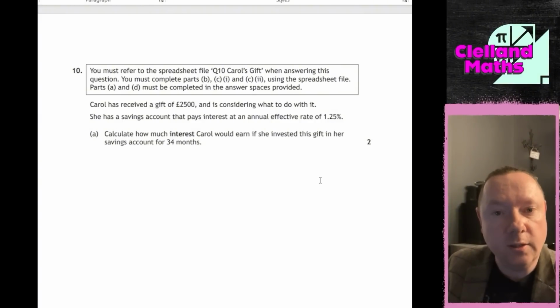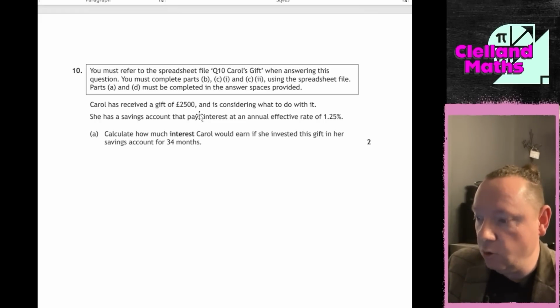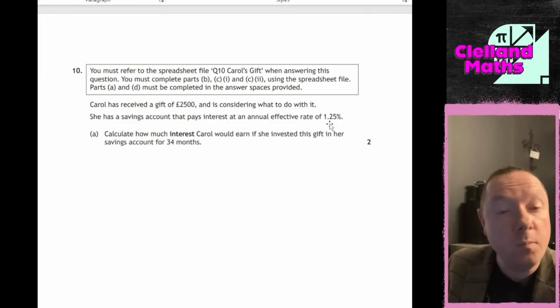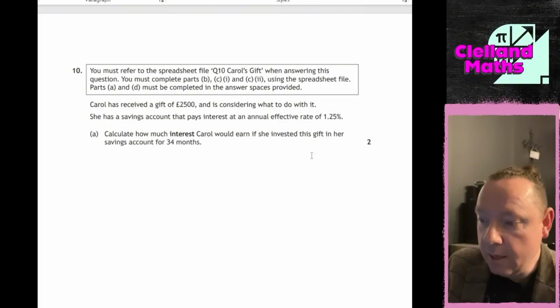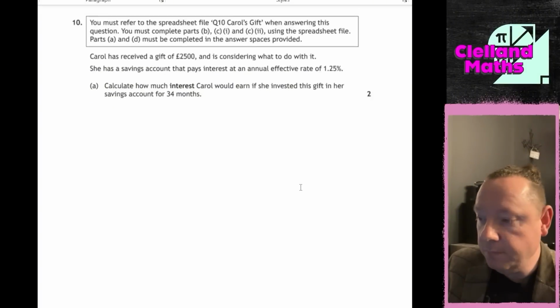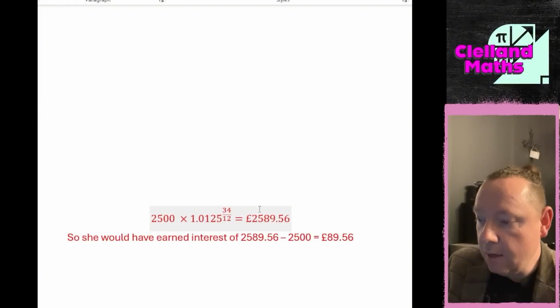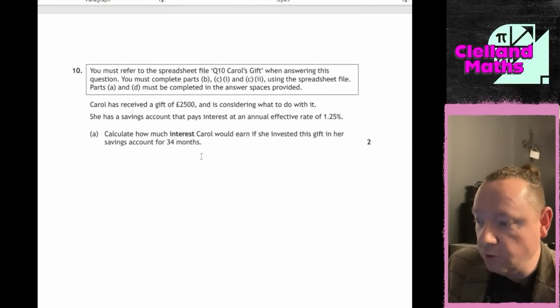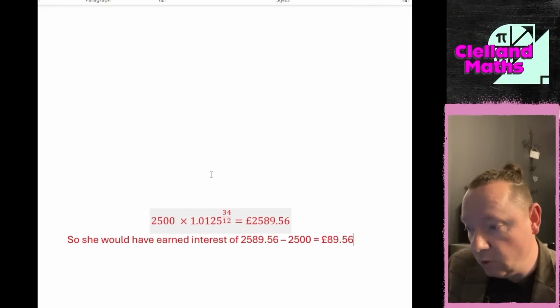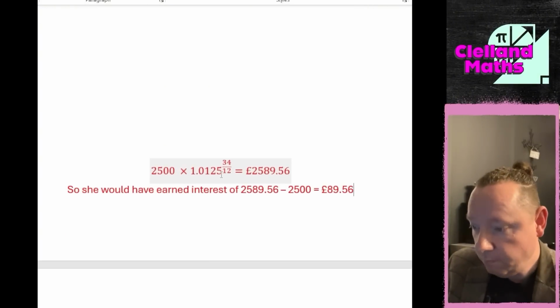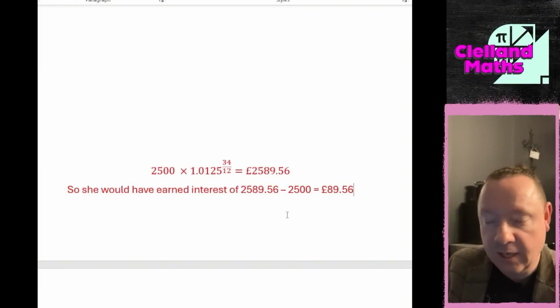So this is the first part of the question, which is not actually the Excel part. So we've just to work this out ourselves. So I need to do 2,500 times 1.0125. But then it's 34 months. So it's 34 months out of 12 months. So to the power of 34 out of 12, which is 2,589.56.